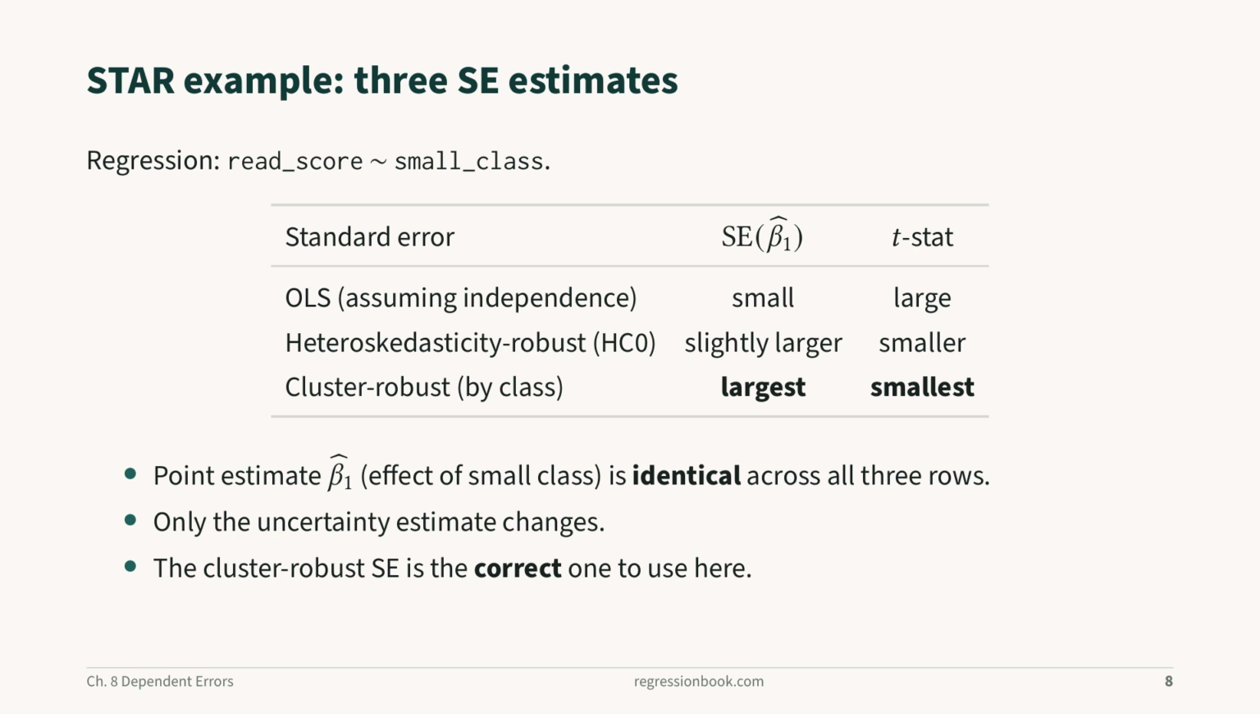The star comparison shows the hierarchy in action for the reading score regression. Ordinary standard errors, assuming independence: smallest, with the largest t. Heteroscedasticity robust, slightly larger. Cluster robust by class, the largest standard error and the smallest t, and for this design, the correct one. Same point estimate in every row, only the honesty of the uncertainty differs.